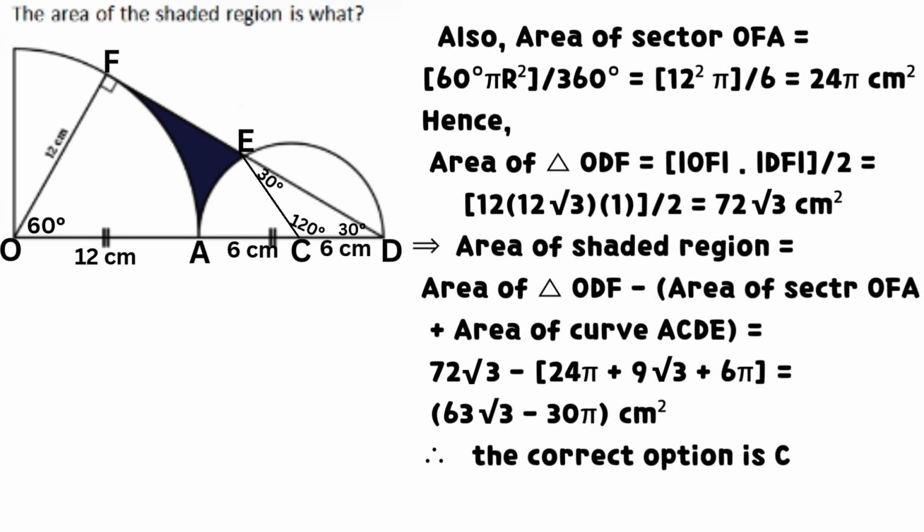It implies that area of shaded region equals area of triangle ODF minus the sum of area of sector OFA and area of curve ACDE, which equals the product of 63 and the square root of 3 minus 30 times pi in square centimeters. Therefore, the correct option is C.